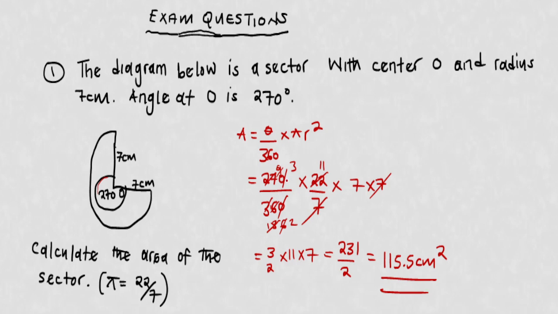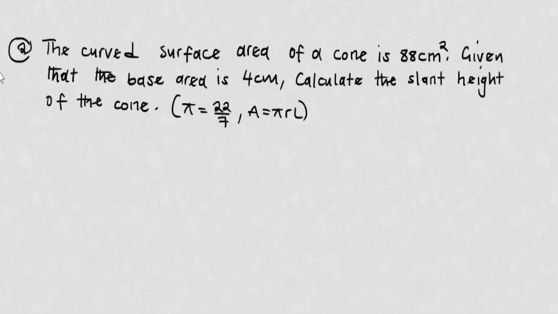So what is important is to know the formula that you can use to find the area of a sector. We proceed to the next example. So the next example is saying the curved surface area of a cone is 880 square centimeters. Given that the base area is 4 centimeters, calculate the slant height of the cone.